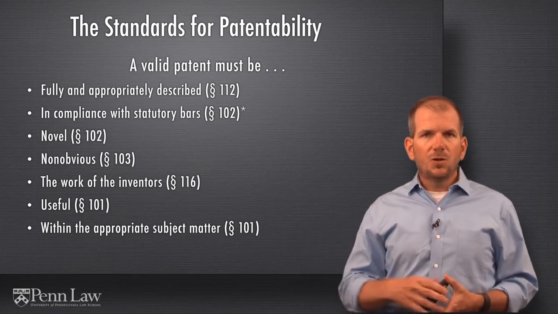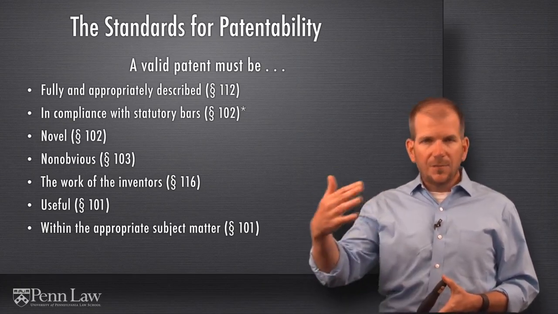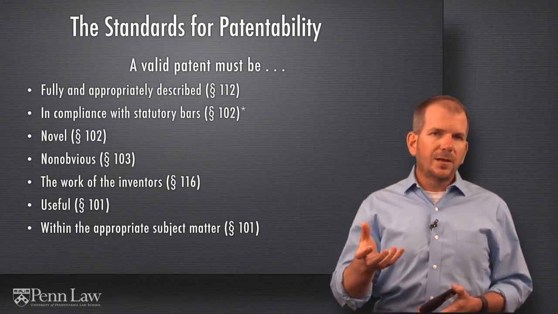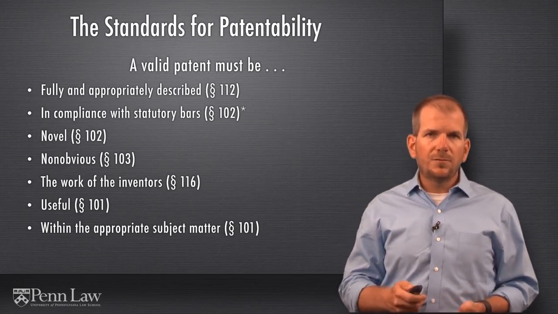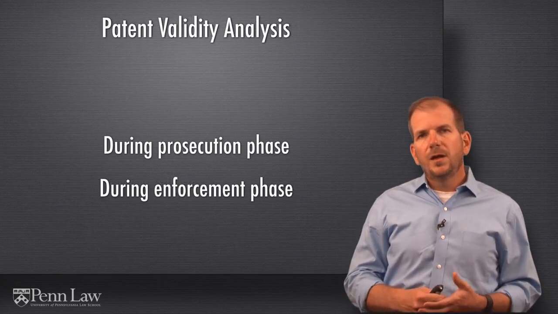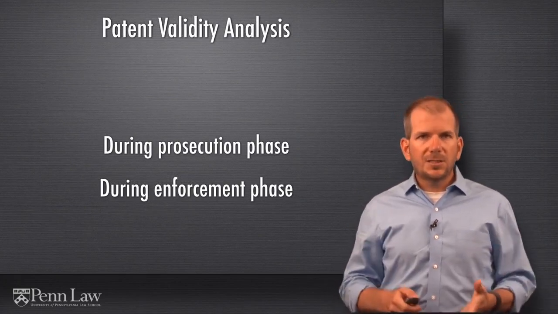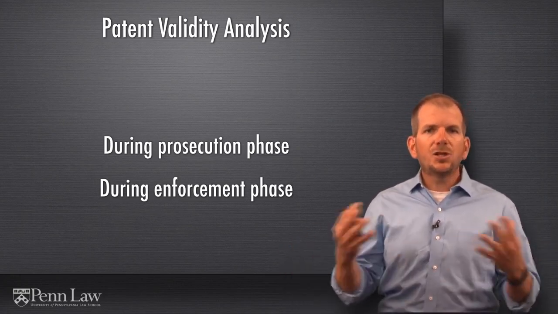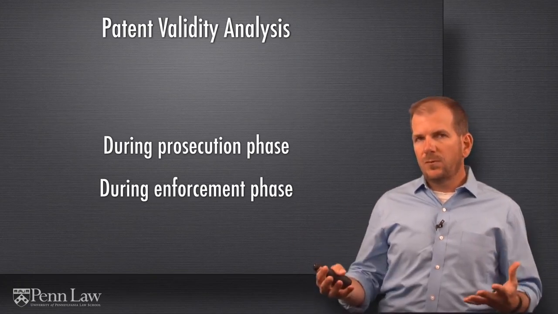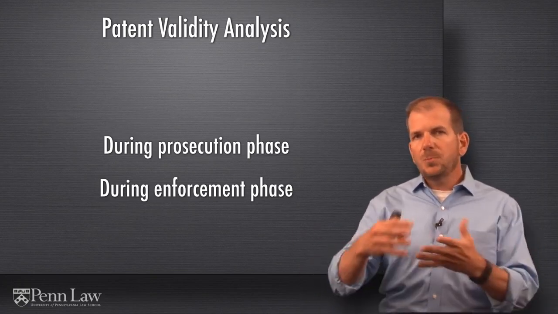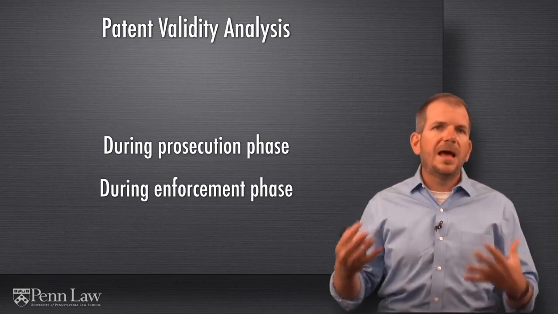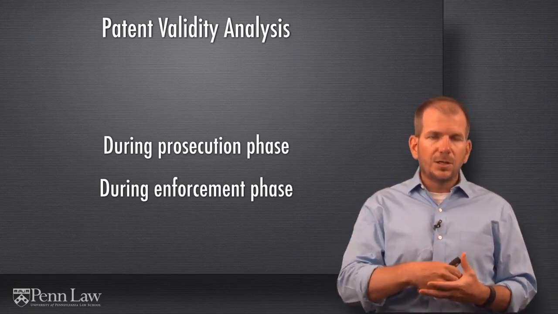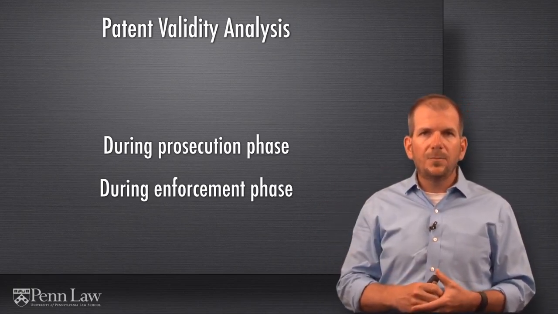We will save the Section 101 inquiry till the end of our patent module, because really what subject matter we allow for patenting is a question of policy more than it is a question of law. So it's important to recognize that when we talk about standards for patentability, we're conducting what we call a patent validity analysis, and that this occurs at multiple points during the life of a patent. Most importantly, it occurs during the prosecution phase. In order to get a patent at all, you have to meet the standards for patentability, and the Patent Office is going to evaluate your application in light of the standards for patentability.